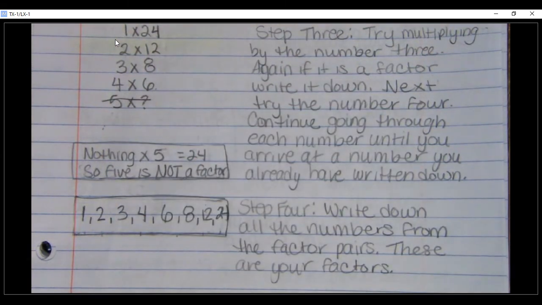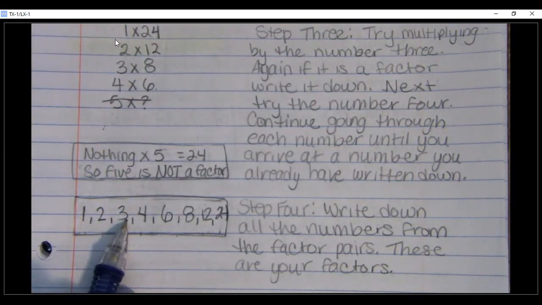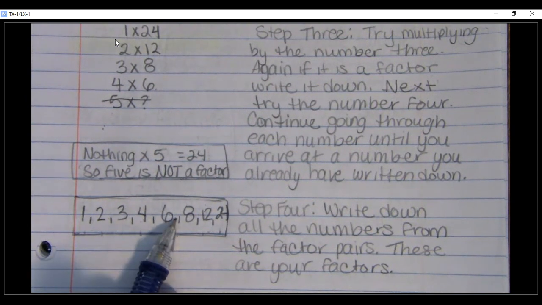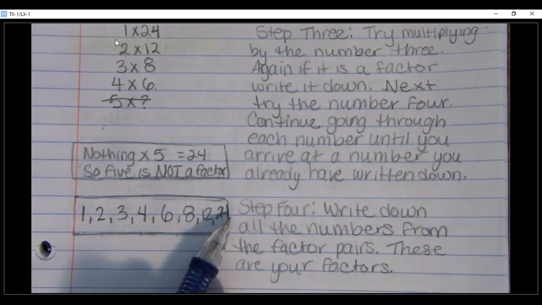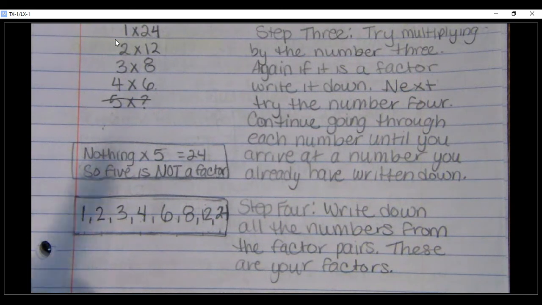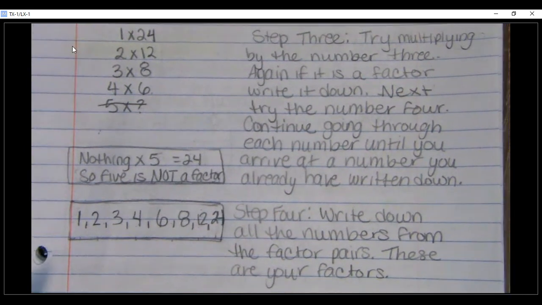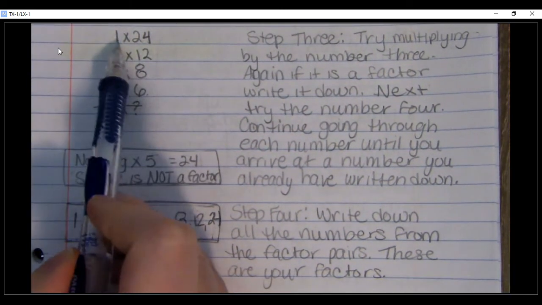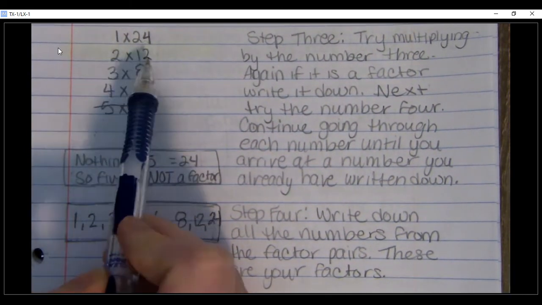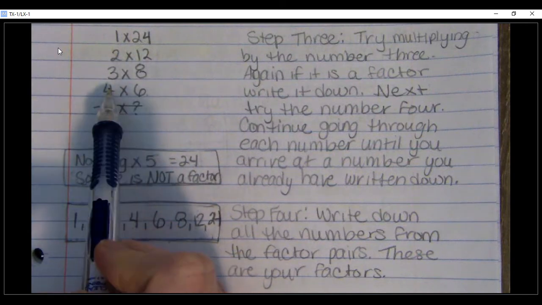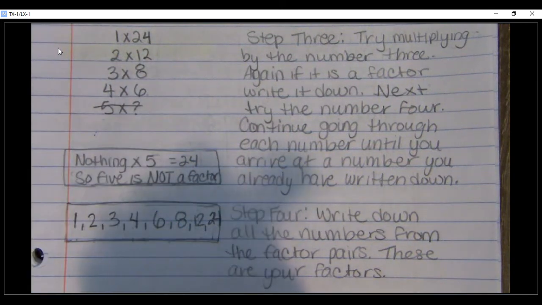Whew, that's a lot of factors. But hey, we did it. 1, 2, 3, 4, 6, 8, 12, and 24 are the factors of 24. The factor pairs of 24 are 1 and 24, 2 and 12, 3 and 8, and 4 and 6.